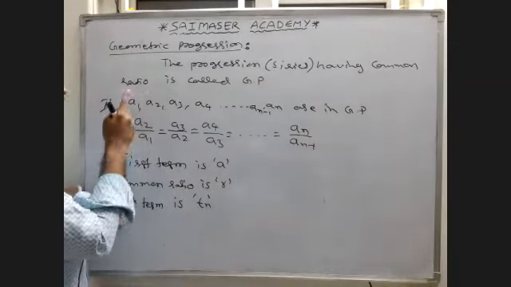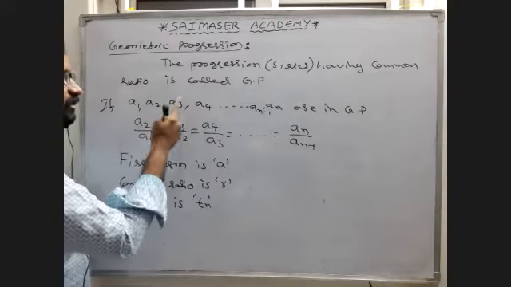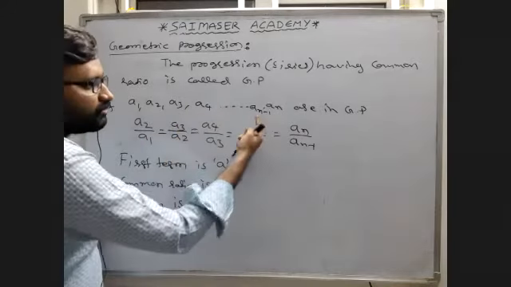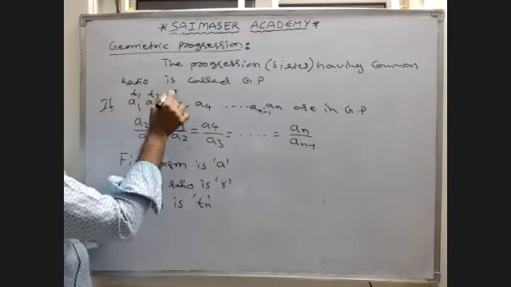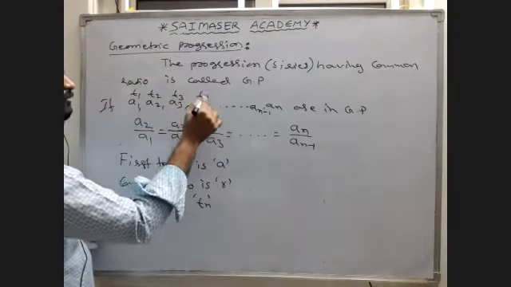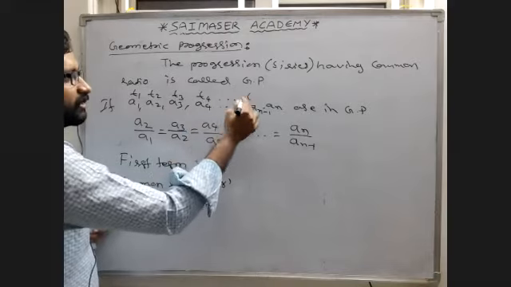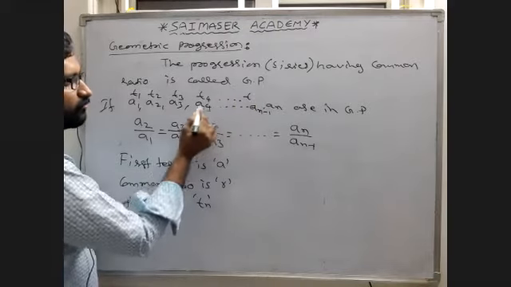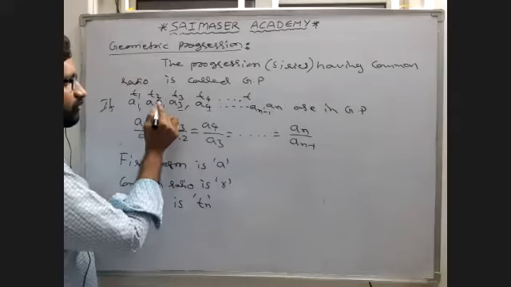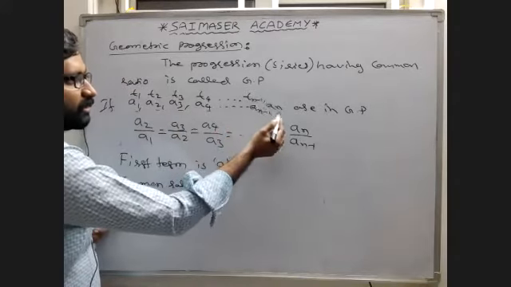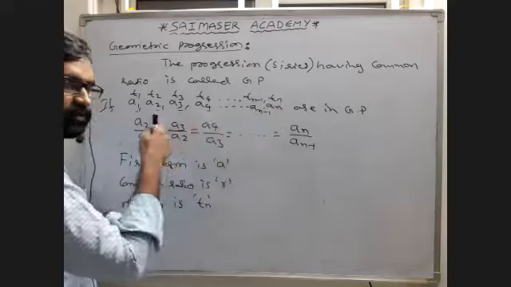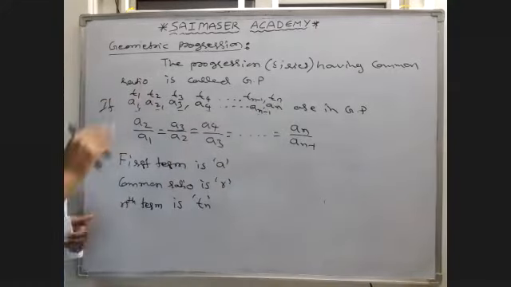This is T1, this is T2, this is T3, T4, and so on, this is Tn minus 1, and this is the nth term Tn. First term T1, second term T2, third term T3, fourth term T4, so on. Like this we have to take the terms.